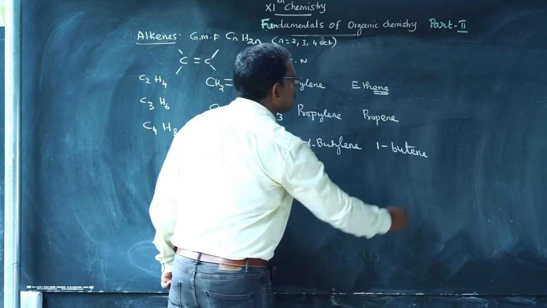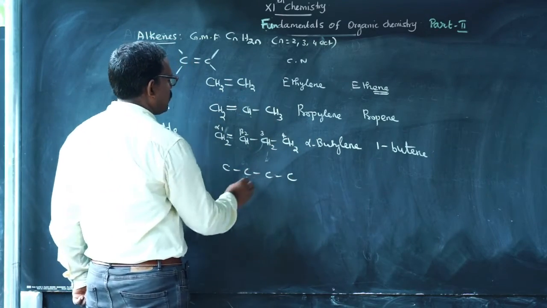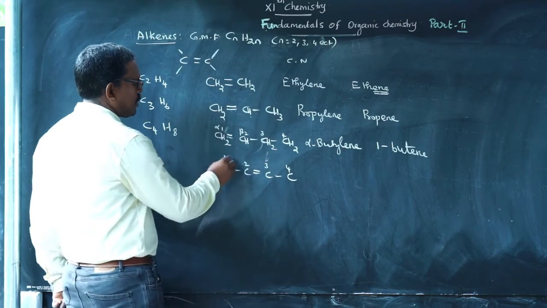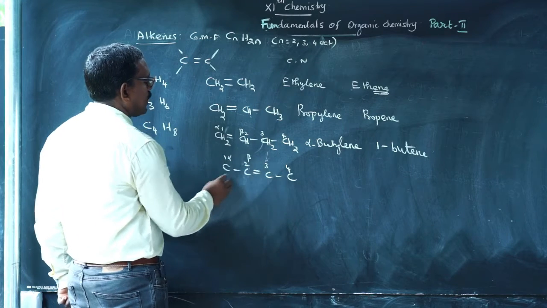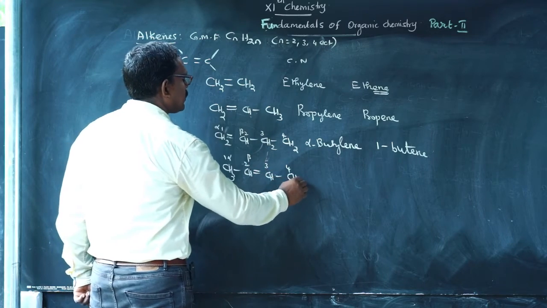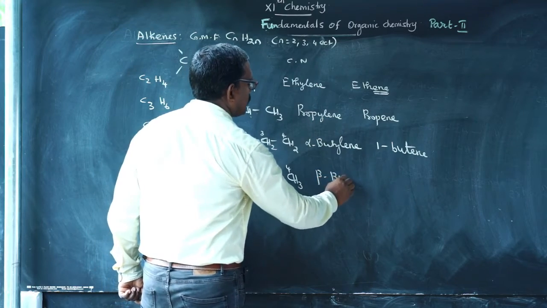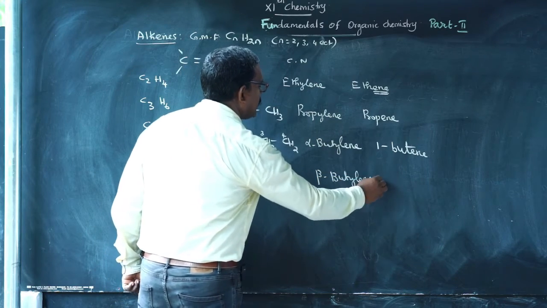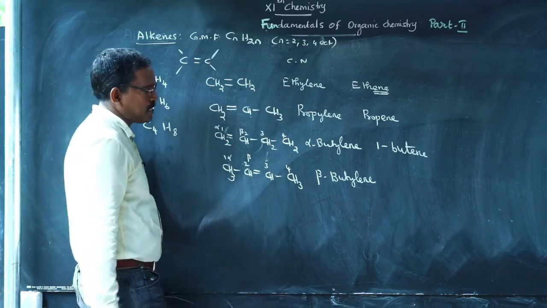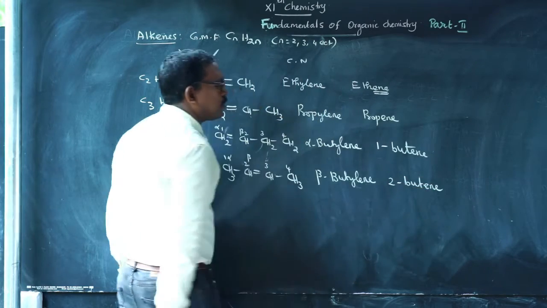And another isomer of this compound: you put the double bond in between carbon number 2 and 3. The first carbon is alpha, the second carbon is beta. CH3, CH, CH, CH3. So this is beta butylene. In between carbon number 2 and 3 the double bond is present, therefore it is called 2-butene.